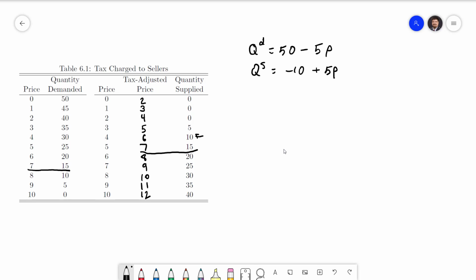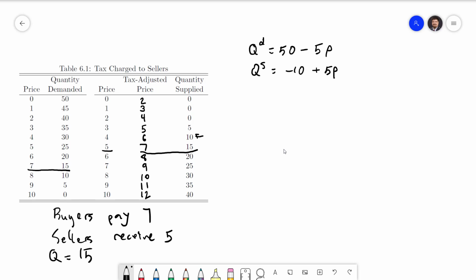What this means is the buyers are going to pay a price of 7, the sellers are going to send 2 of that to the government and ultimately receive only 5. To describe the outcome with the tax, we need to say all three things. The buyers pay 7, sellers receive 5, and the quantity is 15. We can show this same result algebraically.